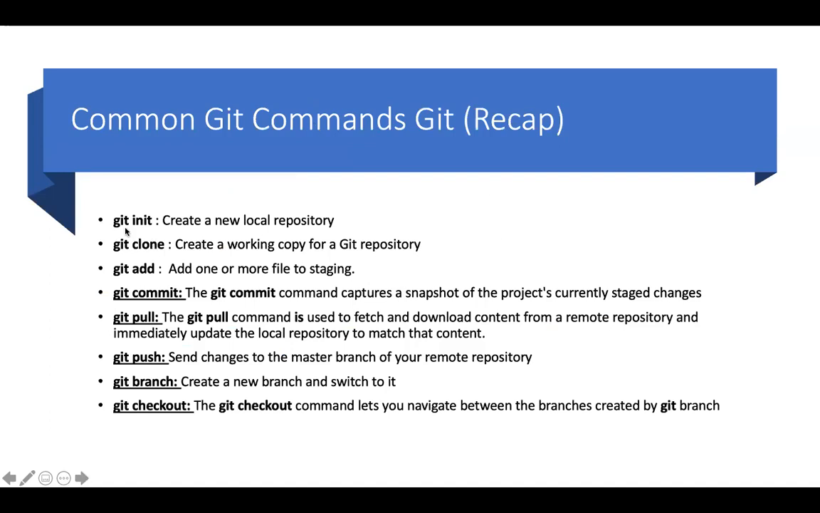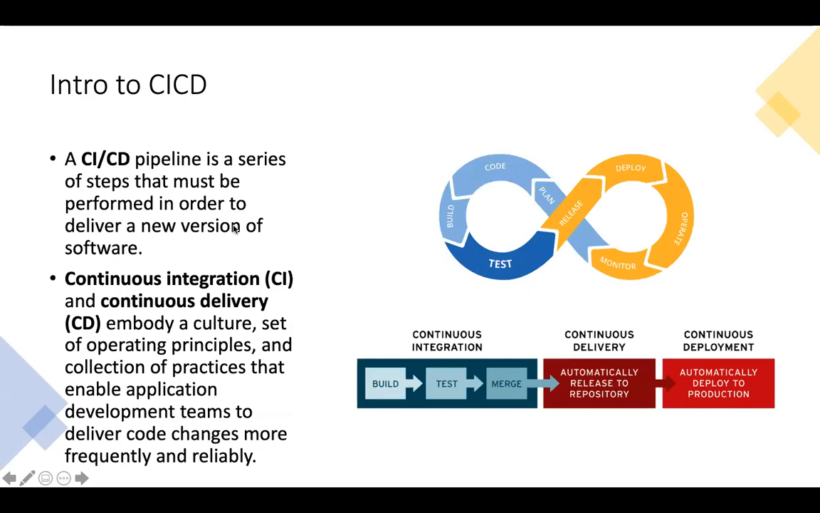Then again, these are some of the commands that we mentioned: Git init, Git clone, Git add, Git commit, pull, push, branch, checkout, and stuff like that. The ones we'll be using mostly will be Git clone, add, Git commit, Git pull, Git push. Since we are not doing branching, we likely are not going to use Git branch or Git checkout.